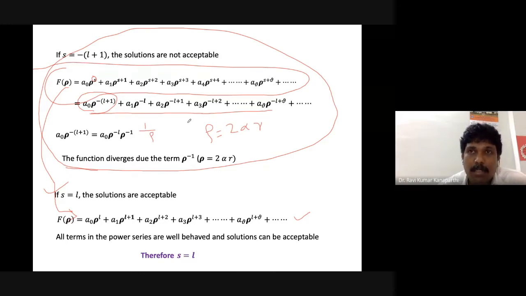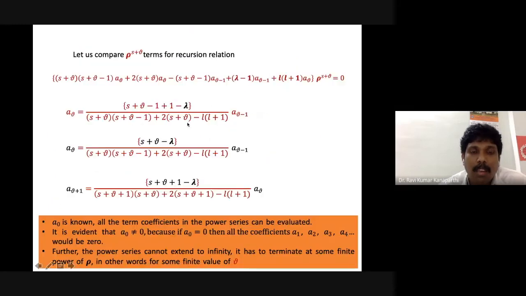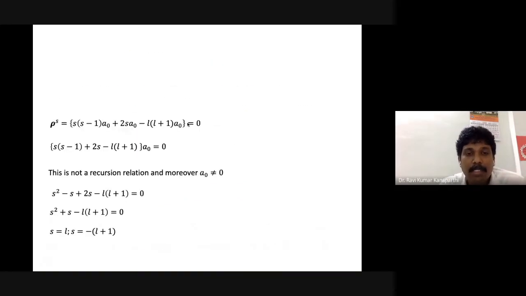Actually, s is introduced as some finite power of rho, which needs to be determined. And now we found that s value, which we introduced as an unknown, is L. Now we can proceed further and work out how to get the recursion relation. If you want to get the recursion relation, you just go back and look at the power series.